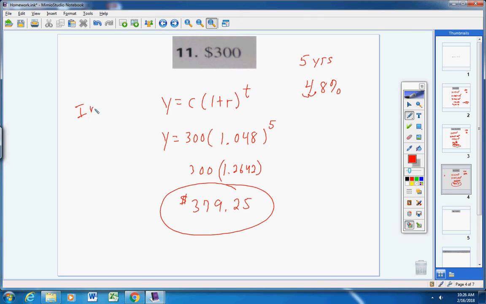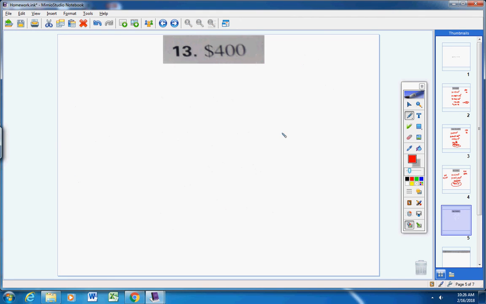How much interest did you gain? Well, subtract these two. You gained $79.25. That's how much you gained. All right. Okay, number 13, same thing. Same thing again. We have 5 years at 4.8%. So my formula will be the same thing.